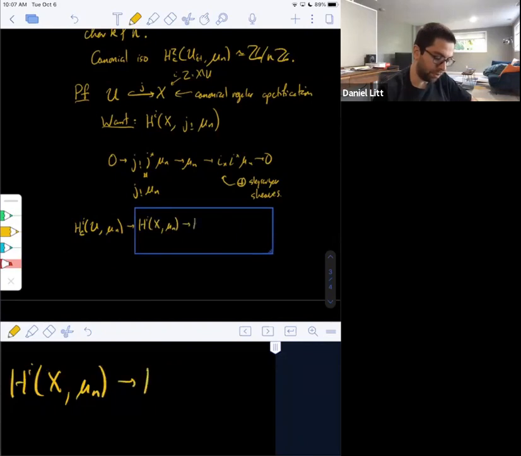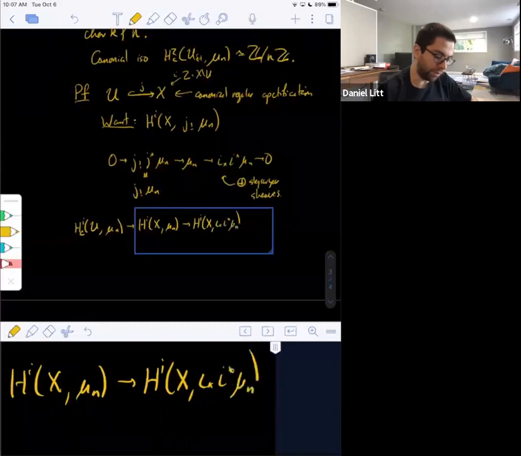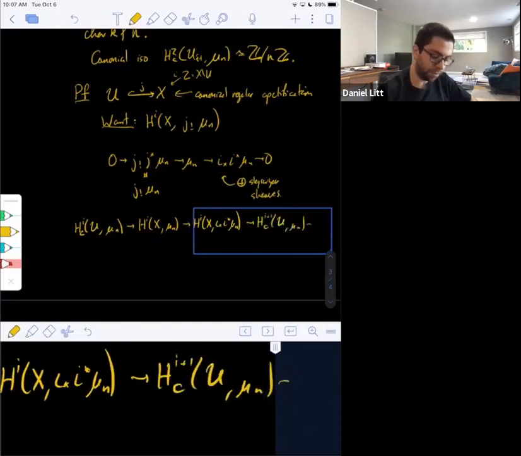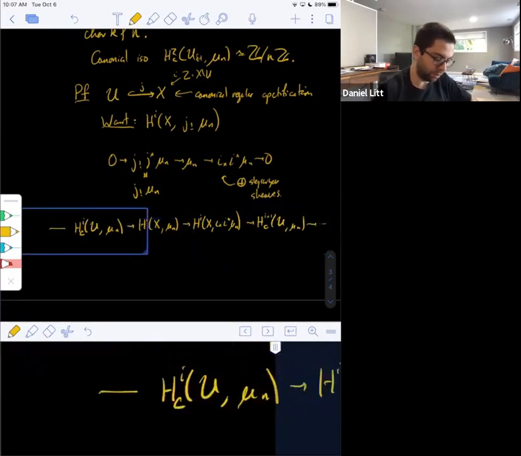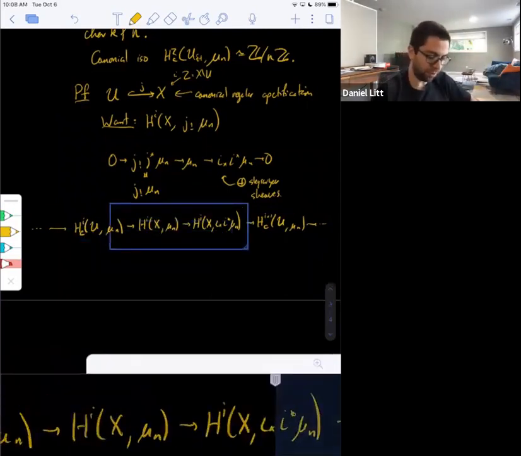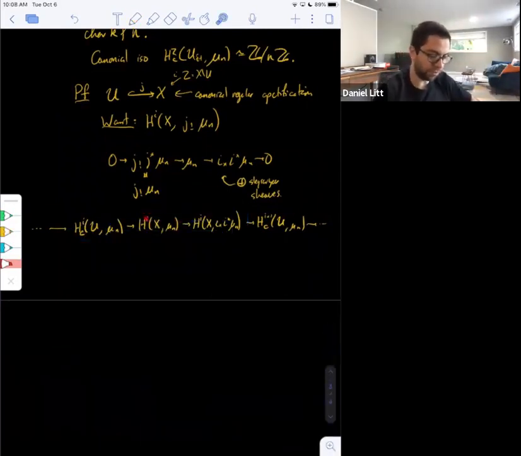to H^i of X, i lower star i upper star mu n. We'll describe this in a second. This goes to H^(i+1) compactly supported of U with coefficients in mu n. Okay, so this is the long exact sequence suited to this short exact sequence of sheaves. All right, this we've computed, this object here.